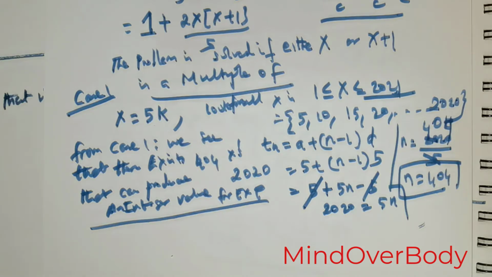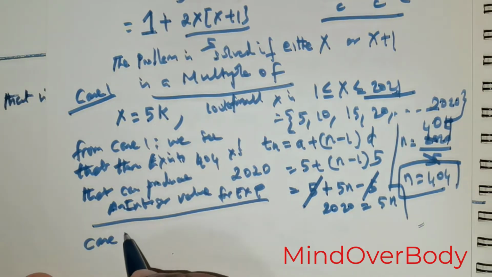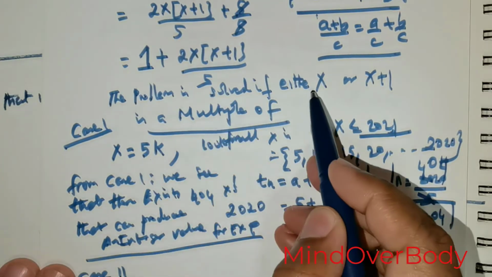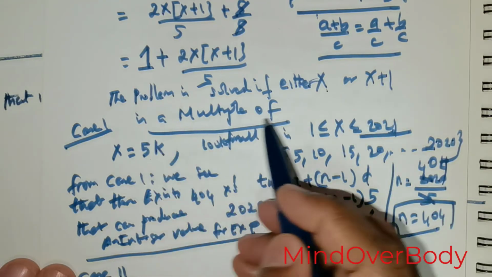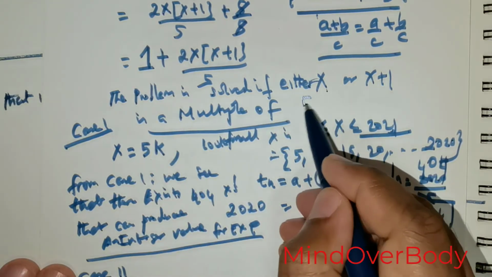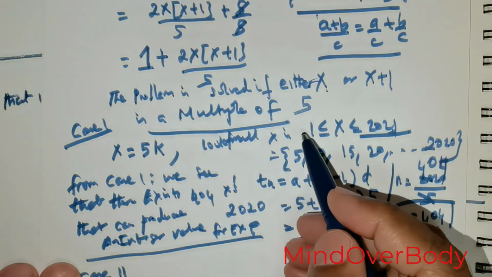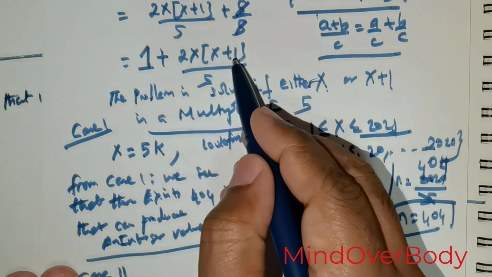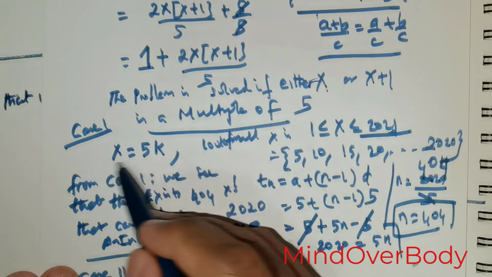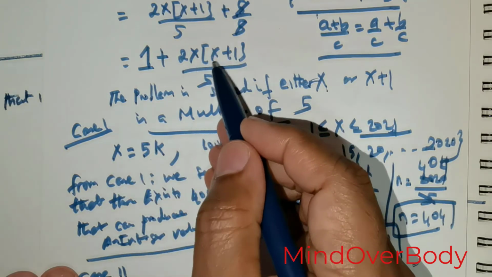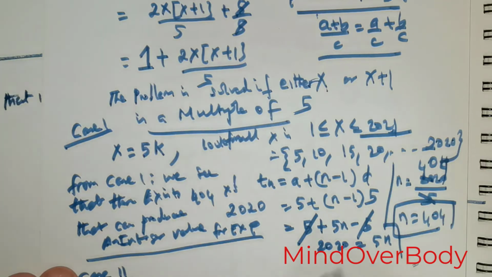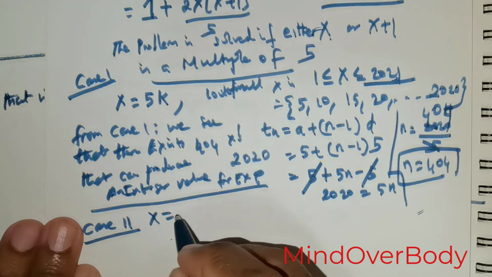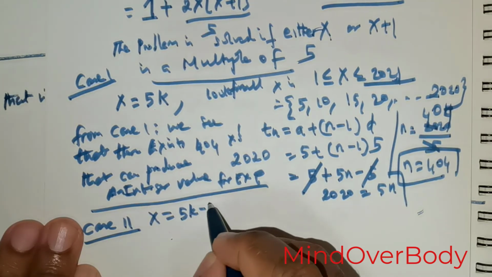Now there is another case too, or I should say there's a second case. What is the second case? Now if you can clearly see, we said the problem is solved if either x or x positive 1 is a multiple of 5. Okay, that is the understanding. Now what would produce x positive 1 to be a multiple of 5? If I were to place x is equal to 5k, definitely it's going to be 5k positive 1, which isn't a multiple of 5. So for case 2, x should be equal to 5k negative 1.